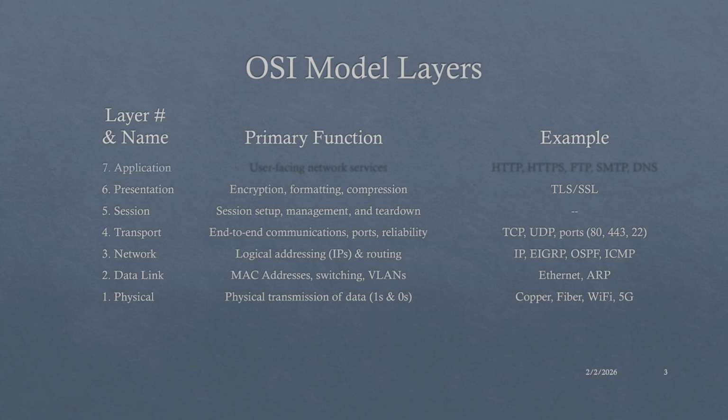Layer 7, which is the closest to the user, is the application layer. Therefore, it is our user-facing network services. HTTP, HTTPS, DNS, SSH, Telnet, all that stuff all lives at layer 7. Now, something to note here is while the applications themselves live at layer 7, the ports that those applications use live at layer 4. So HTTP, the application, uses port 80, and that port itself lives at layer 4.